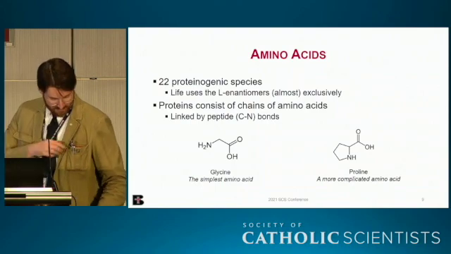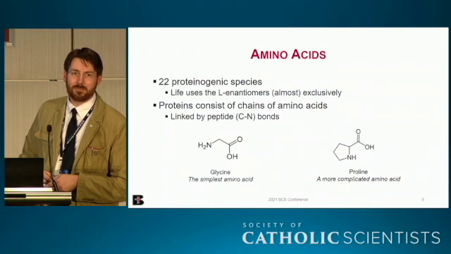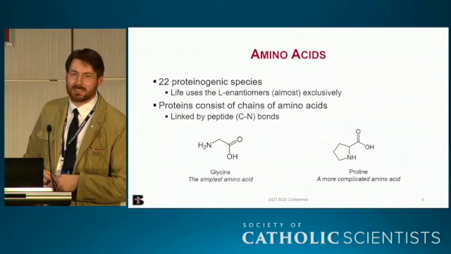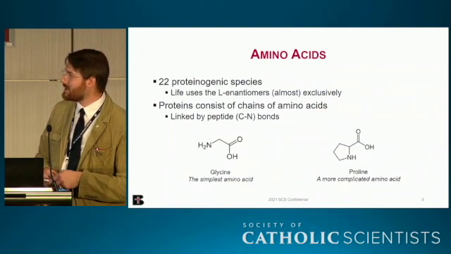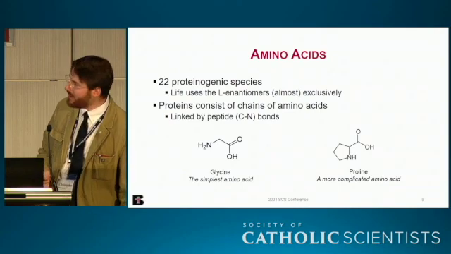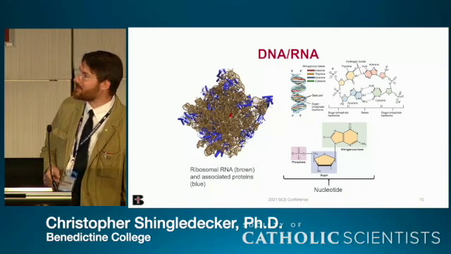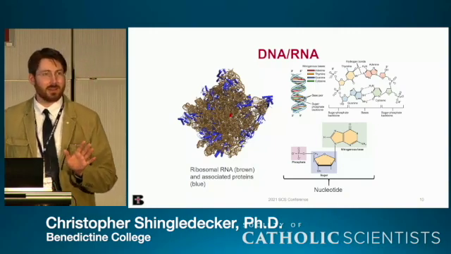Anyway, this is an astronomer's laser pointer. This is glycine, and there's proline. So glycine is the simplest amino acid. Proline, slightly more complex. You see this heterocycle right here. Okay, amino acids. Let's go on to DNA and RNA, which, as you can see here, is somewhat more complicated.